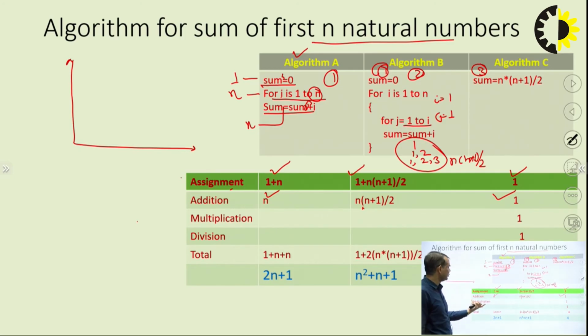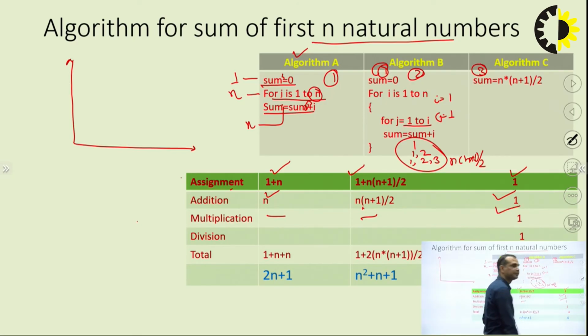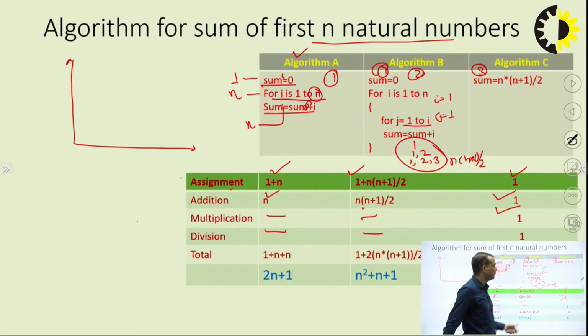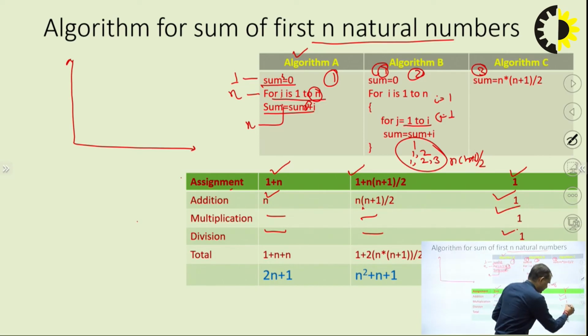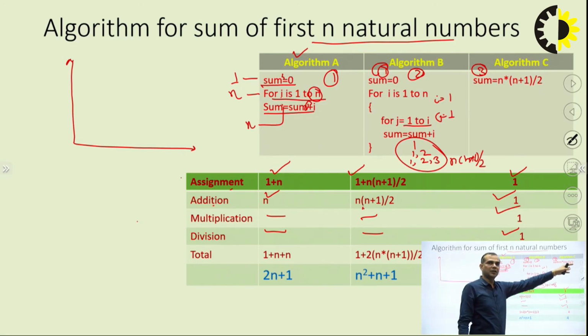Same, we have to use multiplication. We have not used multiplication in this code, so we can say that this is blank, and here it is one time. Same, what did we use? Division. There is no division applied in algorithm A, there is no division applied in algorithm B, and here it is 1. So these are the operators we use: assignment, addition, multiplication, division, which are used in all three algorithms.